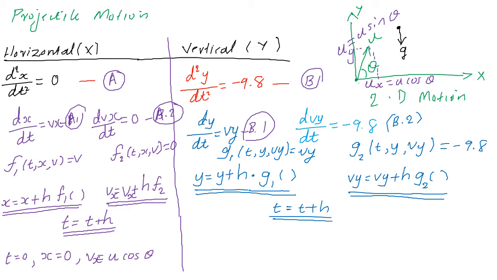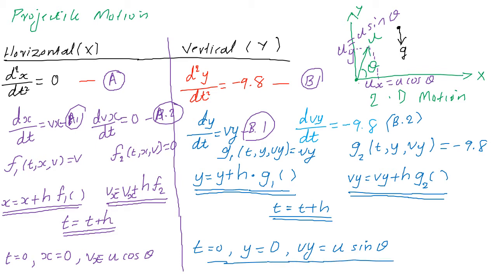Now to begin with, you must know what is the value of y at t equal to 0. We have told you that it starts at the origin, so y is equal to 0. And what is the velocity Vy initially? It is u sin theta. Okay, so these are the initial conditions.